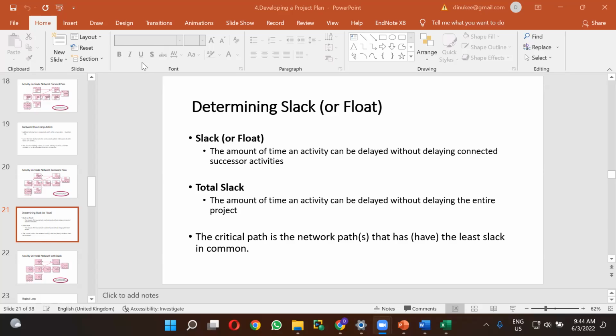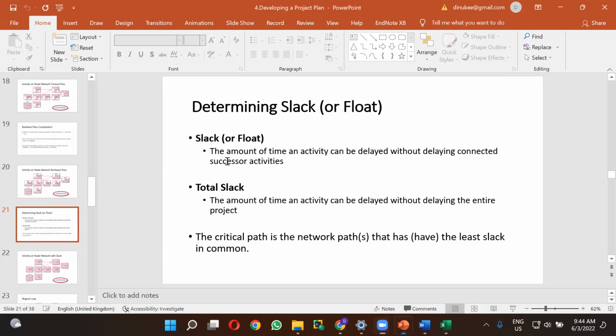So sorry for that. So slack means the amount of time an activity can be delayed without delaying connected successor activities. So without delaying any of these activities, we can take some time. That is called the slack or float. Okay. Total slack means the amount of time an activity can be delayed without delaying the entire project. Total slack means without delaying the entire project, we can use that slack time.